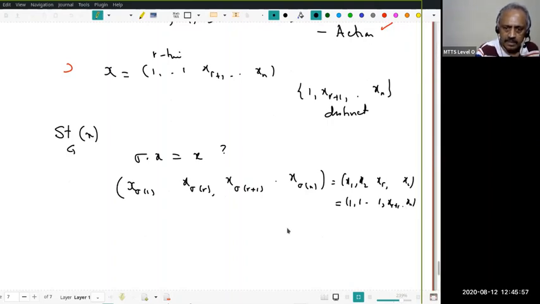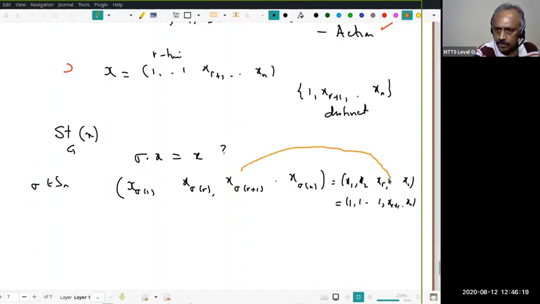You understand? So I want to look at, for sigma in Sn, when is sigma dot x equal to x? Suppose it happens, then these two n tuples are equal. When are they equal? This must be equal to xr plus 1. This sigma again equal to this. That means, remember, these are all distinct. Therefore, the only way out will be that sigma j must be equal to j if j is greater than or equal to r plus 1.